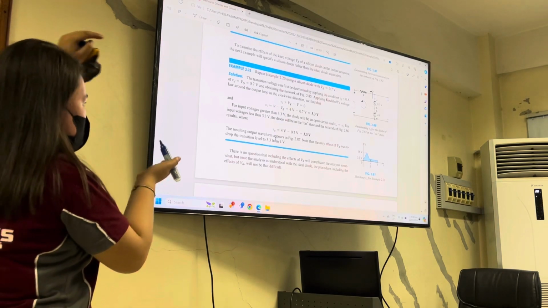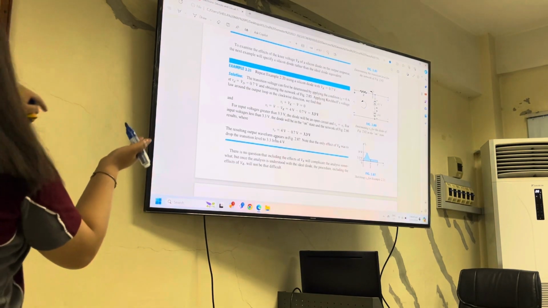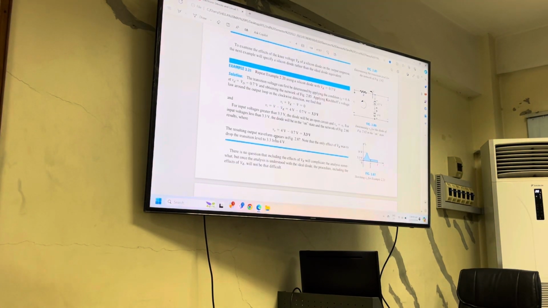The voltage drop across our branch. Okay? If you will make a loop, okay, mag-loop ta, 4 minus 0.7 minus V output equals 0. V output is just equal to 4 minus 0.7, which equals 3.3 volts.